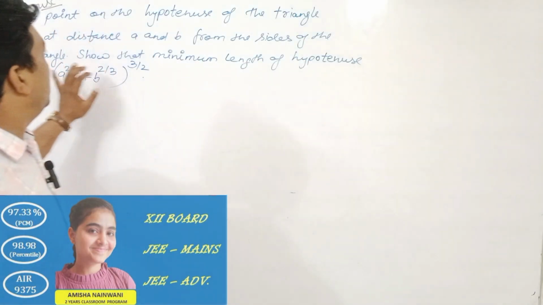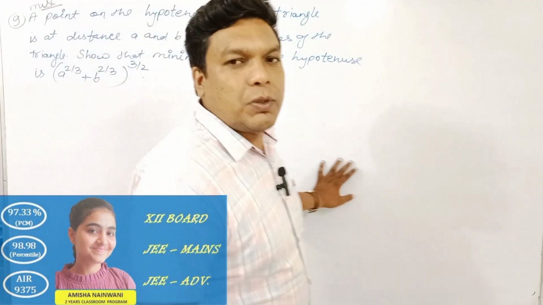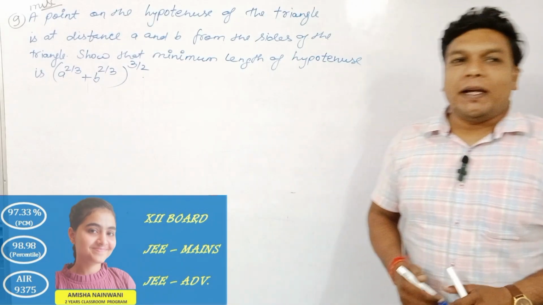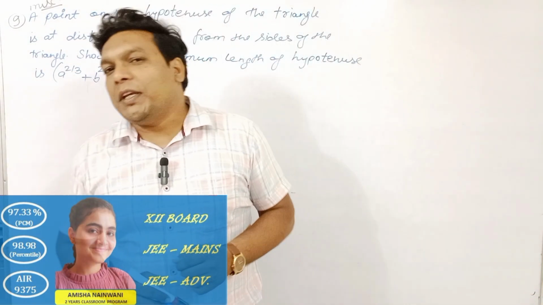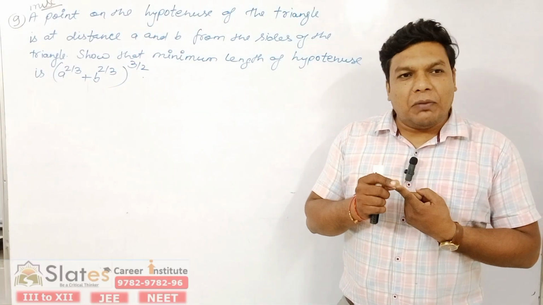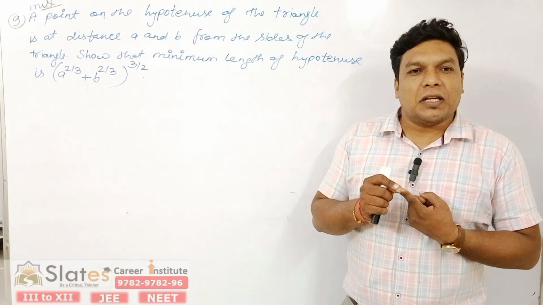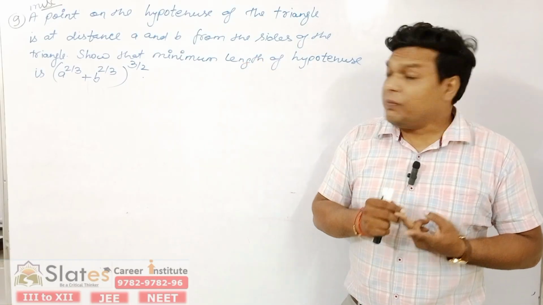from the sides of the triangle. Show that minimum length of hypotenuse is (a^(2/3) + b^(2/3))^(3/2). Again, what we have discussed in this type of questions, what we need to do? First, we need to find what is to maximize or minimize. So, what is to maximize or minimize here? Length of hypotenuse.